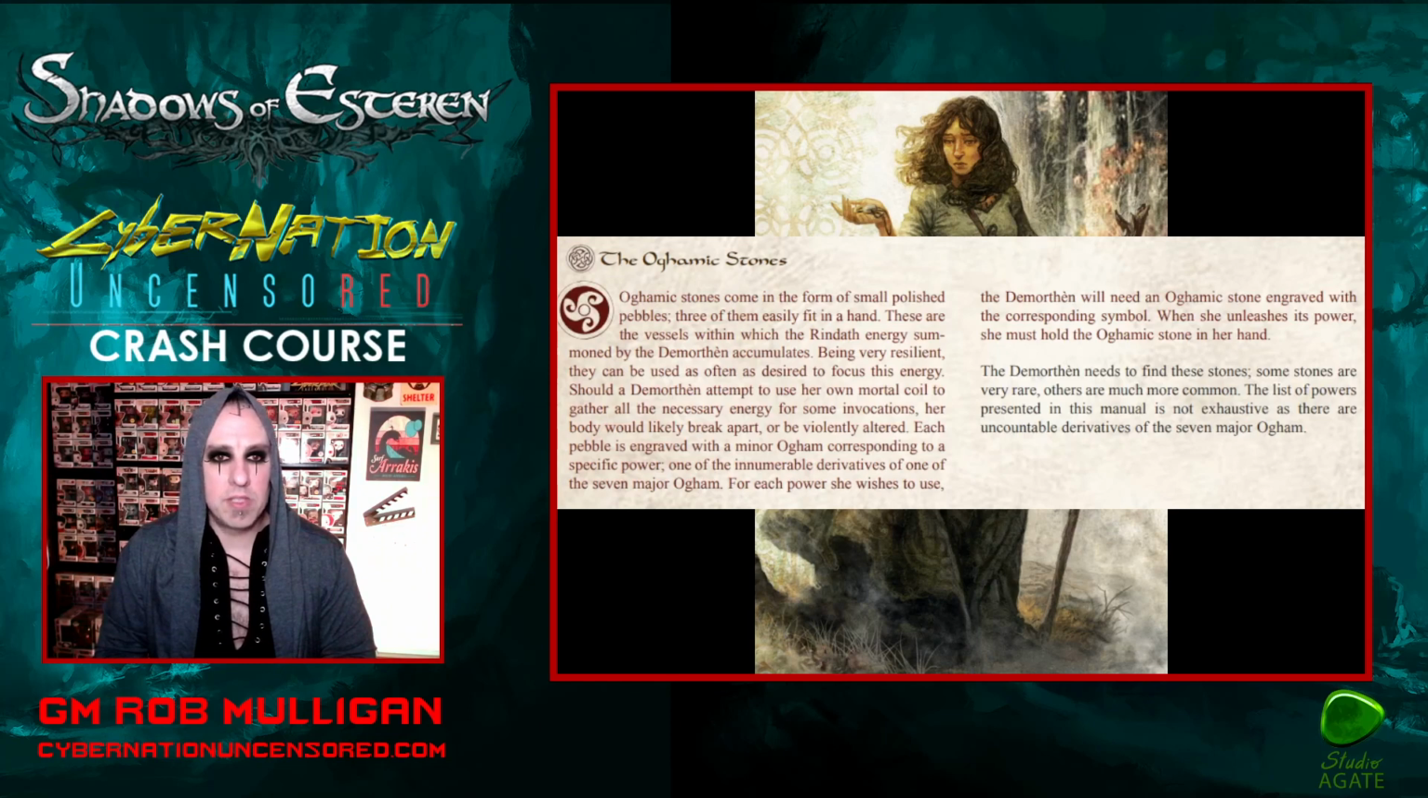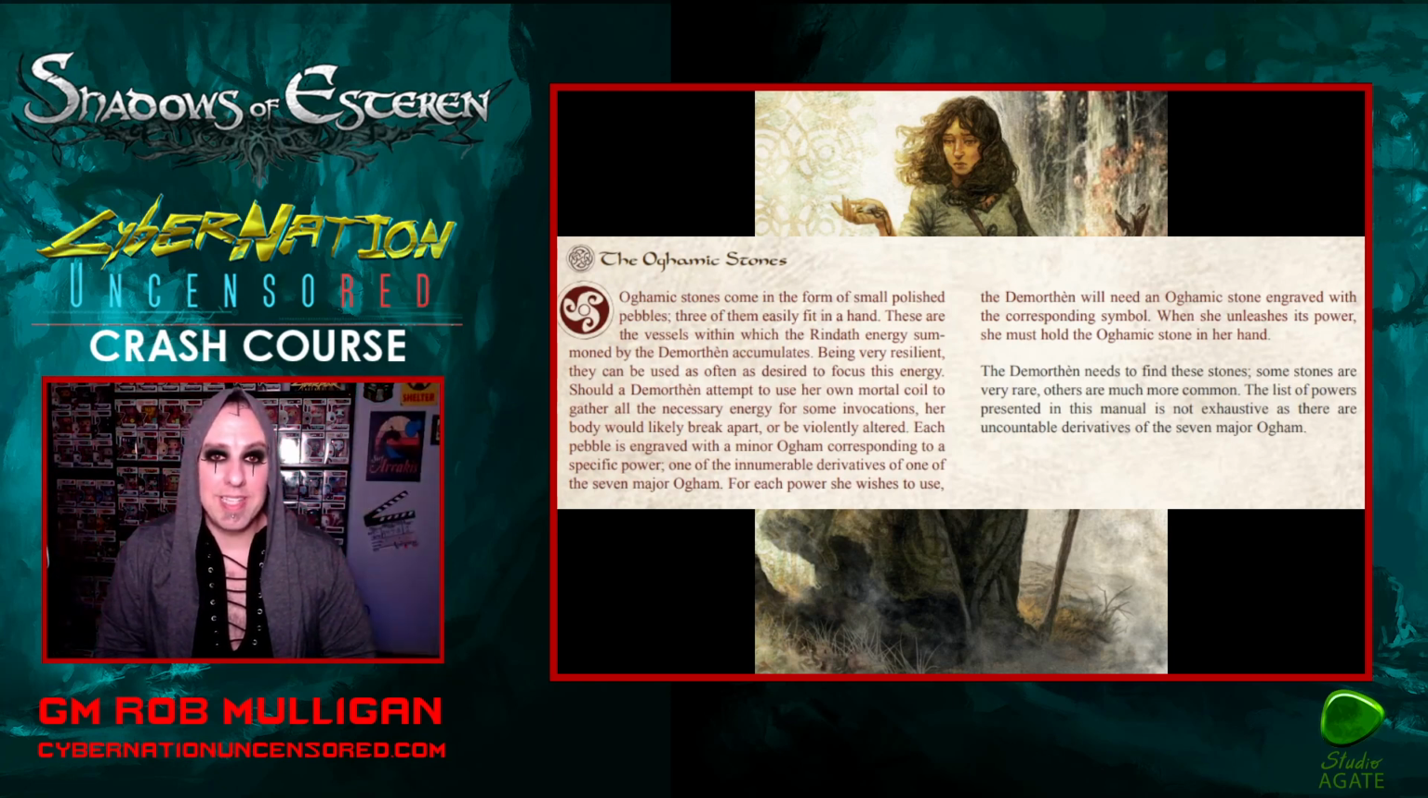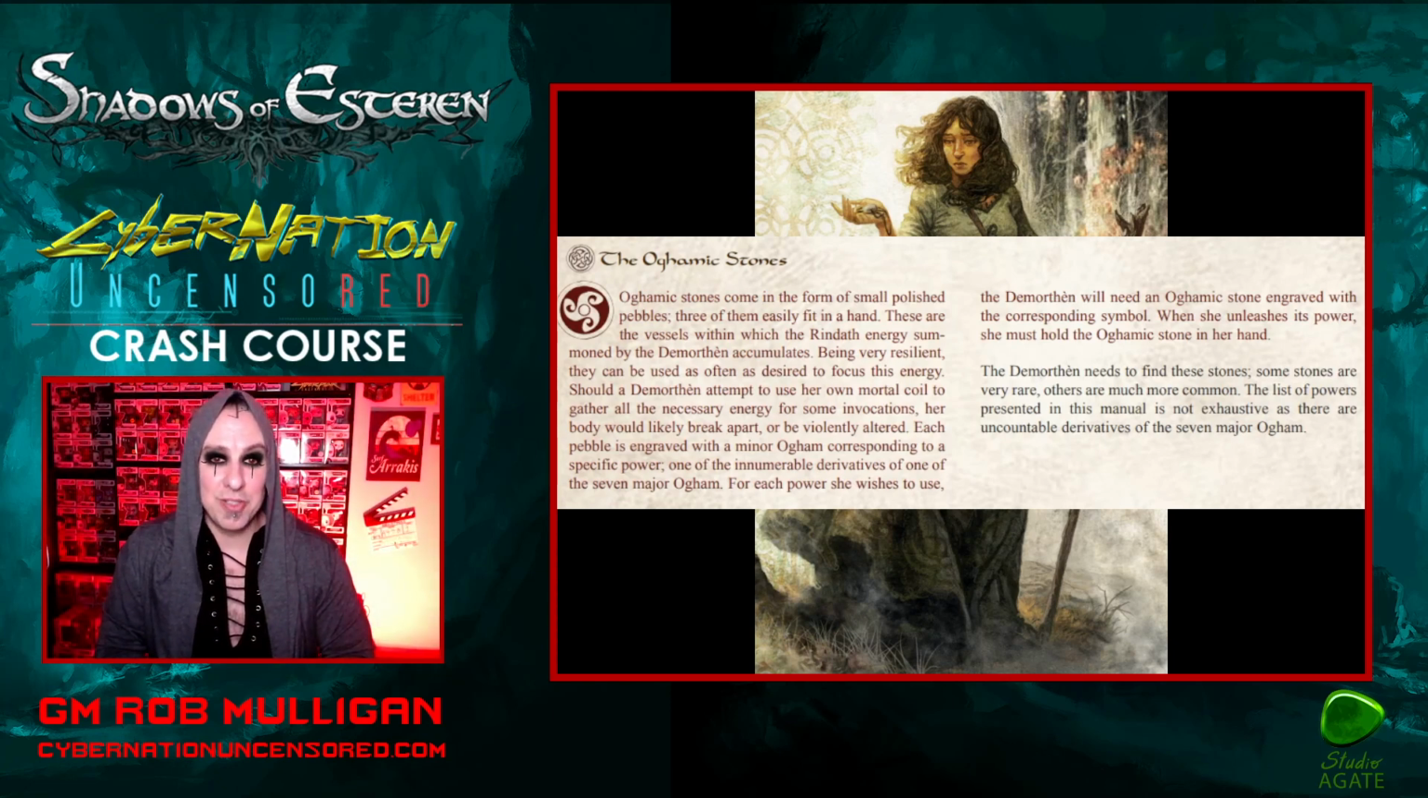So being very resilient, they can be used as often as desired to focus this energy. Should a Demorthen attempt to use her own mortal coil to gather all the necessary energy for some invocations, her body would likely break apart or be violently altered. Each pebble is engraved with minor Ogham corresponding to a specific power, one of innumerable derivatives.